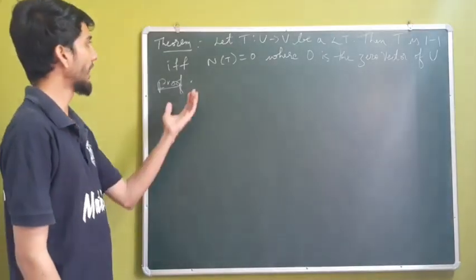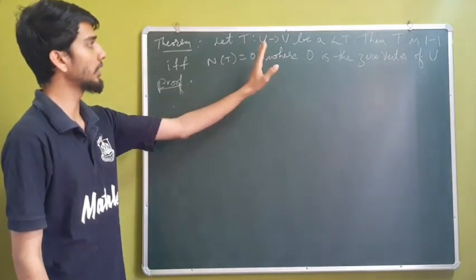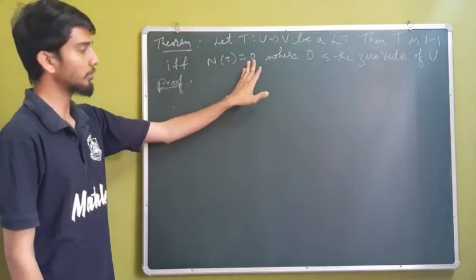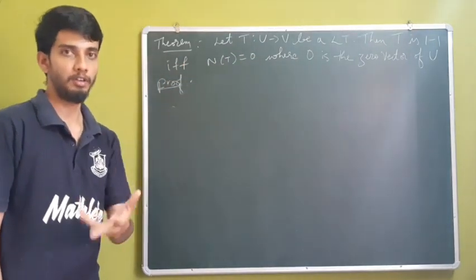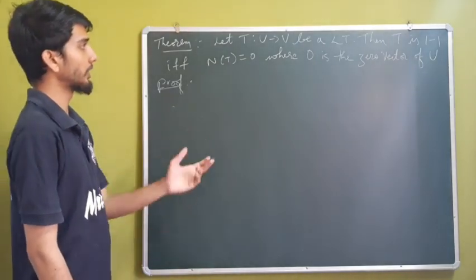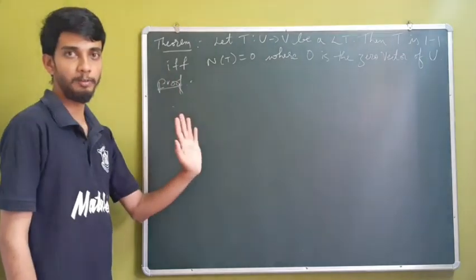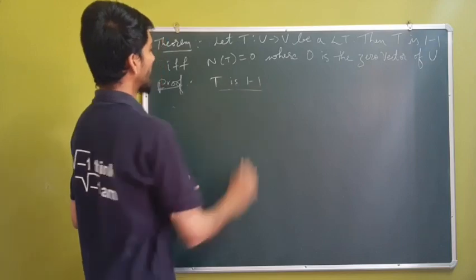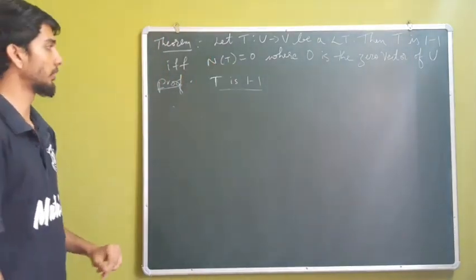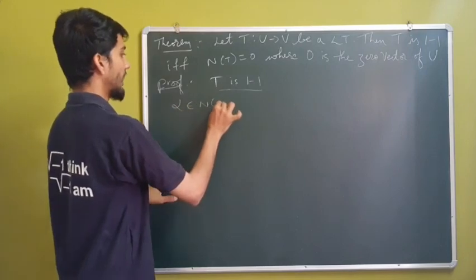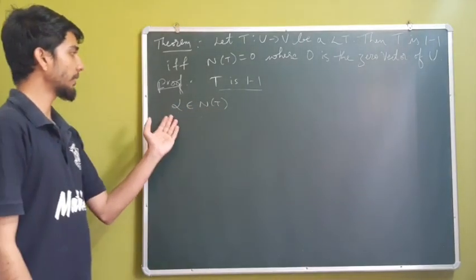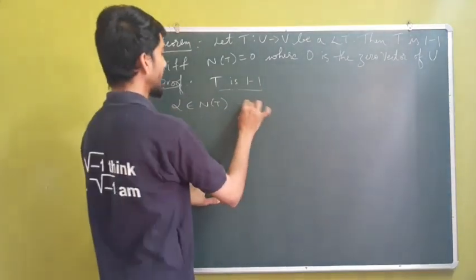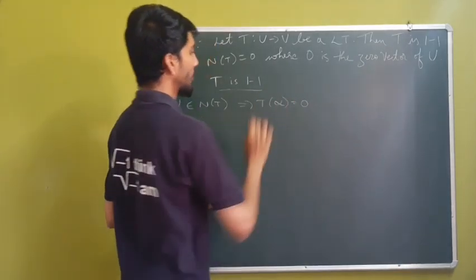Moving on to the next theorem, we have again T to be a linear transformation mapped from U to V. Then what is to be proved is T is 1 to 1 if and only if n of T equal to {0}, where 0 is the zero vector of domain U. So now the thing is to be proved in either way because we have an if and only if condition. So first I will assume that T is 1 to 1. Now I should arrive at n of T equal to {0}. So I will consider an element, say alpha, in n of T. Since alpha is in null space n of T, alpha must be mapped to the 0 element. So this implies T of alpha equal to 0.